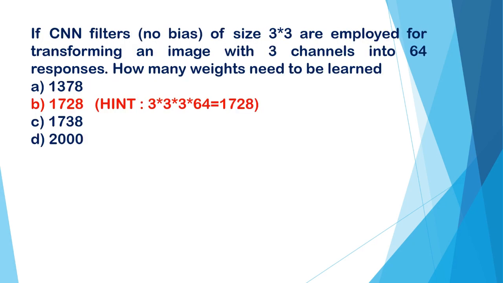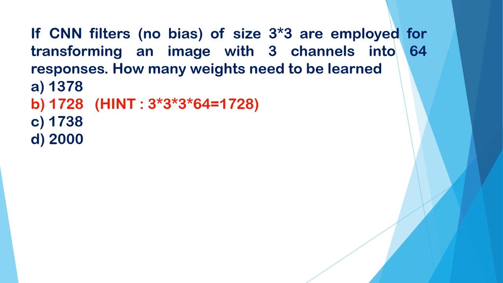If CNN filters with no bias of size 3 by 3 are employed for transforming an image with 3 channels into 64 responses, how many weights need to be learned? A. 1378. B. 1728. C. 1738. D. 2000. And the correct answer is B.